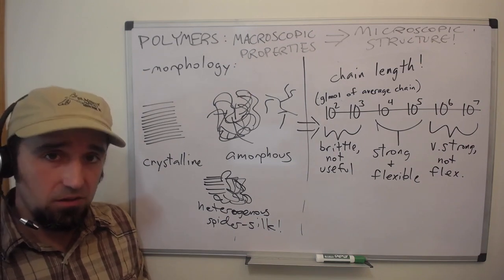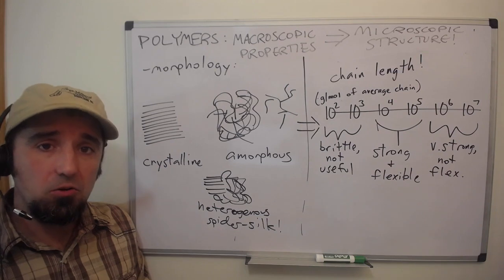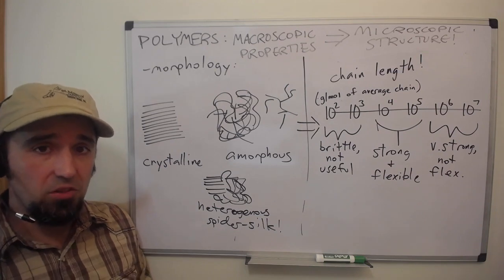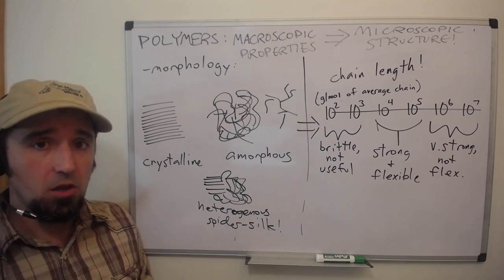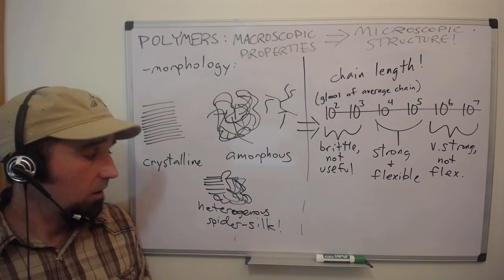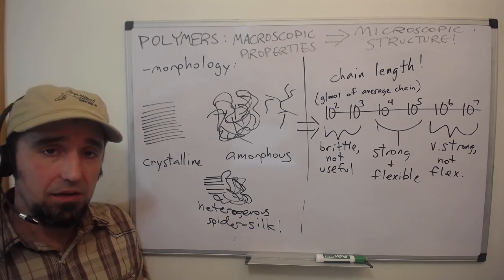Spider silk is a great example of a heterogeneous morphology. So there are segments of spider silk where the peptides that make it up are very regular and held together by hydrogen bonding.